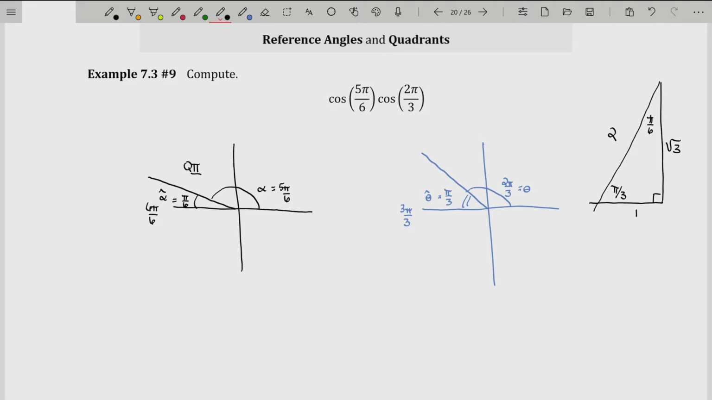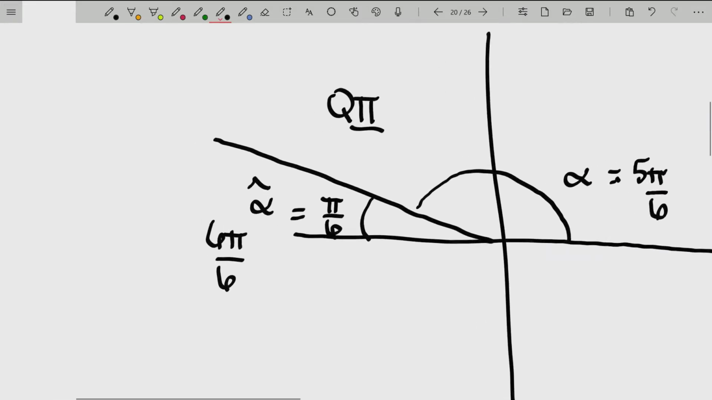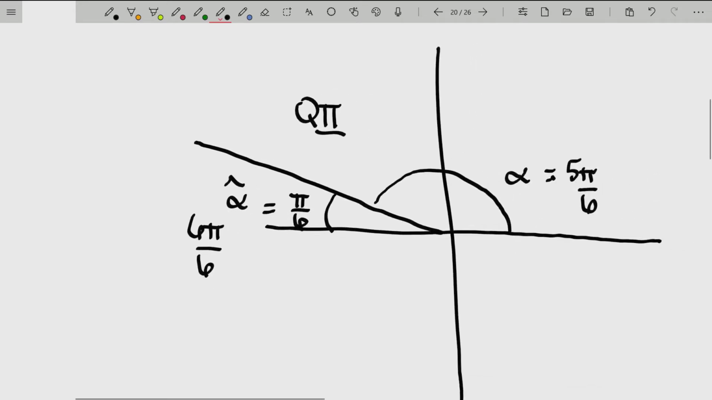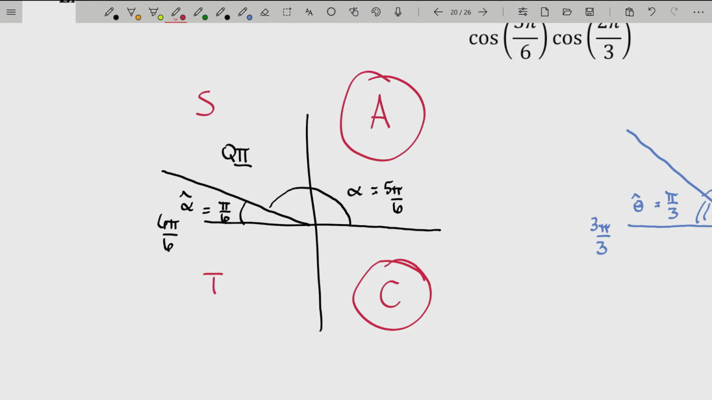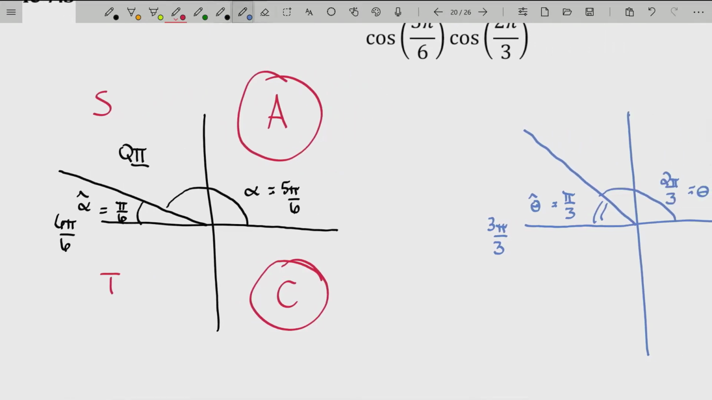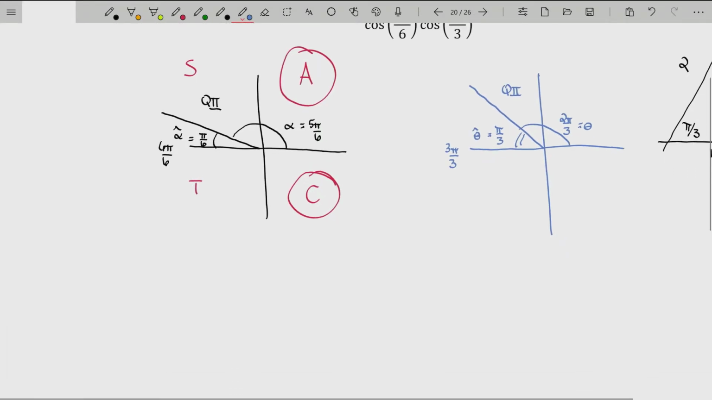So the cosine of 5 pi over 6 is going to be almost like the cosine of regular old pi over 6, its reference angle, except we're in quadrant 2. And remember, all students take calculus. Cosine is positive in quadrant 4, and everything is positive in quadrant 1. So in quadrant 2, which both of these angles actually terminate in, cosine will be negative.